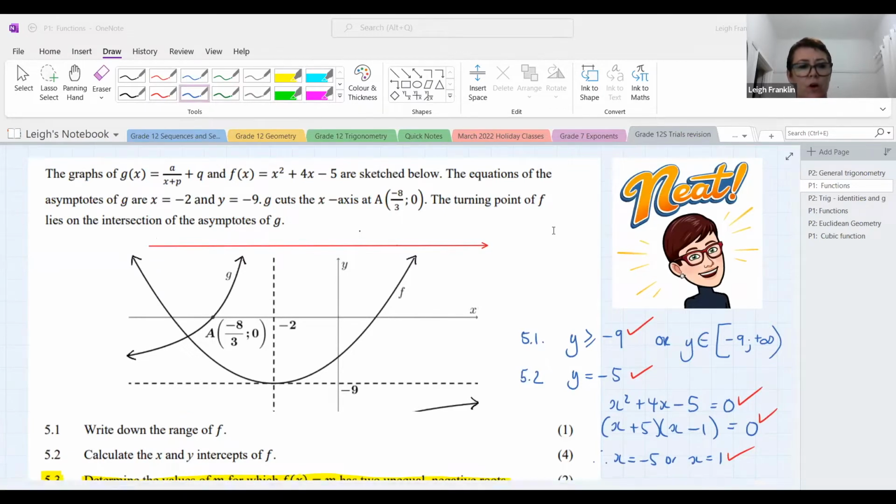So you've got the graphs of g of x equals a over x plus p plus q, and f of x equals x squared plus 4x minus 5. They give you the equations of the asymptotes. They tell us where g cuts the x-axis. And they tell us that the turning point of f lies on the intersection. It doesn't tell us anything about f of x being equal to m.